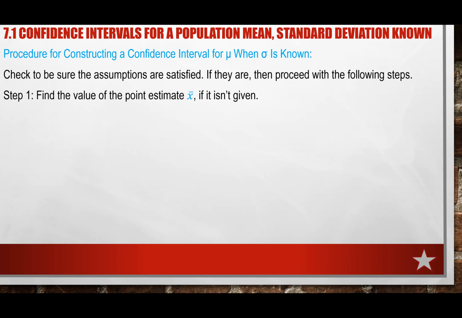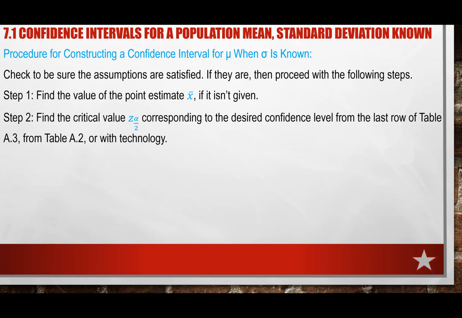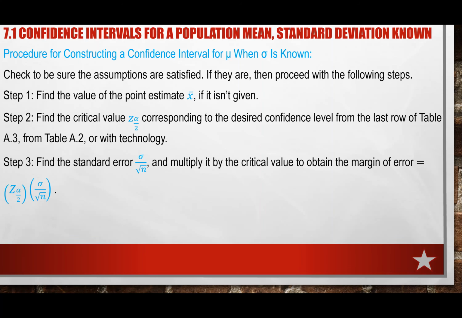The first step is we need to find a point estimator, which most of the time will be your sample mean. Your sample mean is a point that we use to estimate the population mean. The second step is we need to find a critical value. If it's uncommon, you use your calculator to find your critical value. If it's common, then you just look at the last row in your table A1 or the previous table that I have.